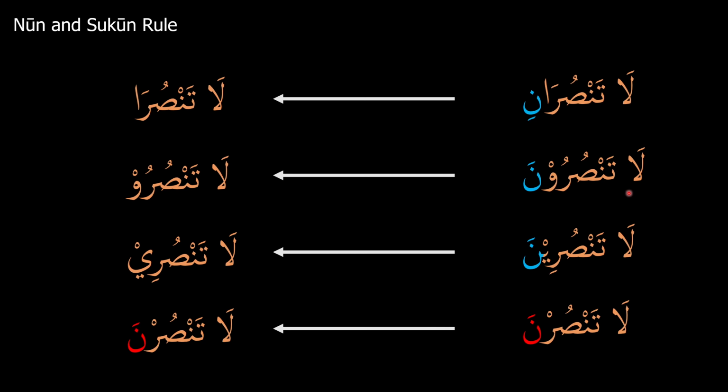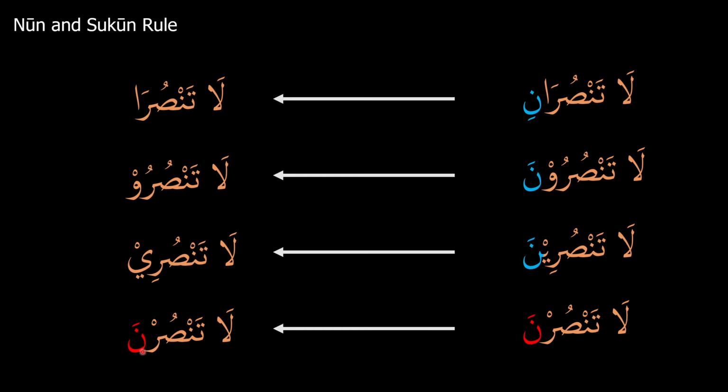Same thing here. La tansuruna becomes la tansuru, because if you put a sukun on the nun, then it'll be dropped. And then same thing here, la tansurina becomes la tansuri. Again, nun is dropped. The only exception for when the nun is not dropped is when you have the nun of femininity. So like right here with la tansurna, it still becomes la tansurna. And that's because of the nun of femininity, which is on the end of the female plural present tense verb.